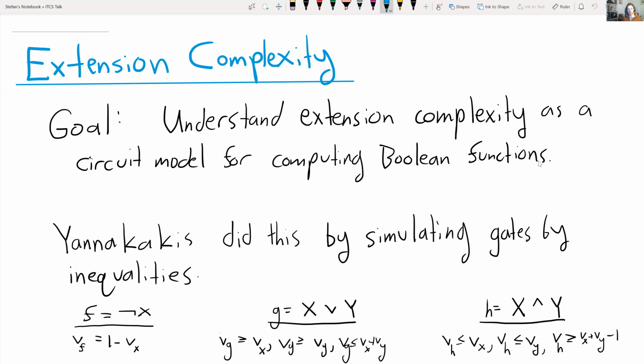So our goal is going to be understanding extension complexity as actually a circuit model for computing Boolean functions. Yannakakis did this briefly in the original paper by showing that you can simulate Boolean gates by inequalities. So for example, we see here we can convert a NOT gate to a single inequality, as well as OR and AND gates to a sequence of inequalities, giving us that if we have a Boolean circuit of size S, we can get an extended formulation as well of big O of S.